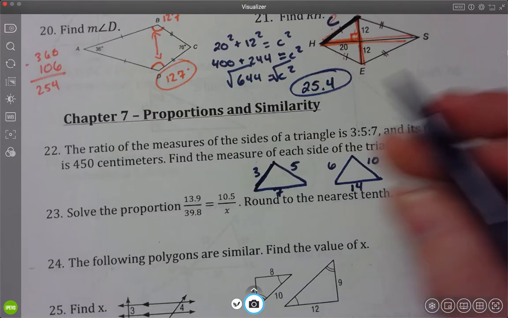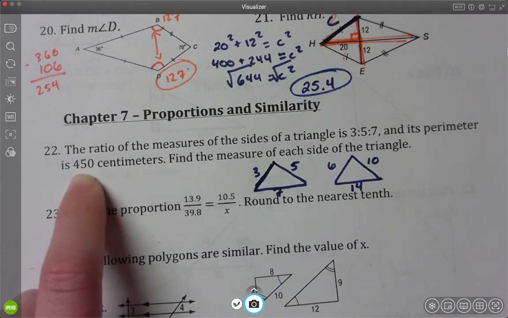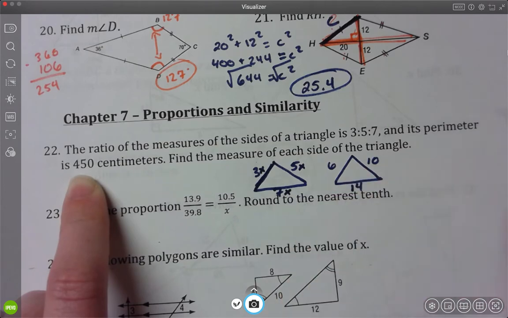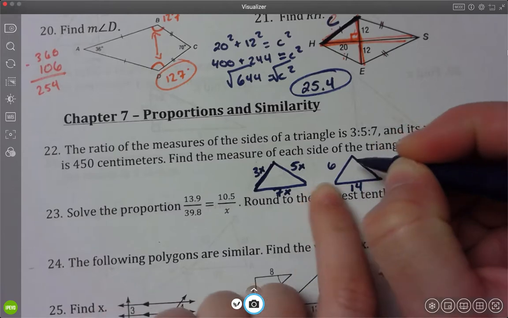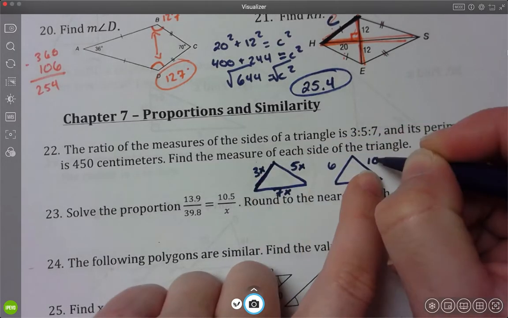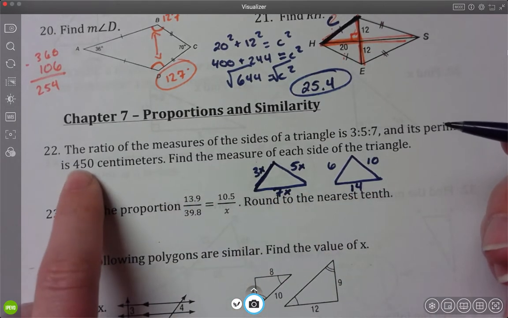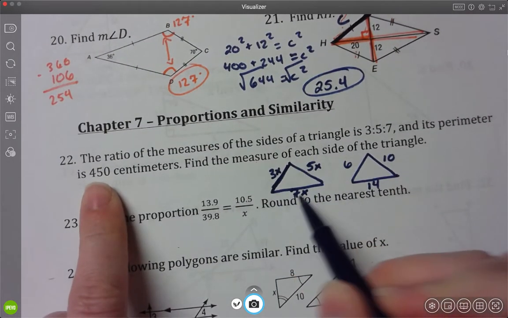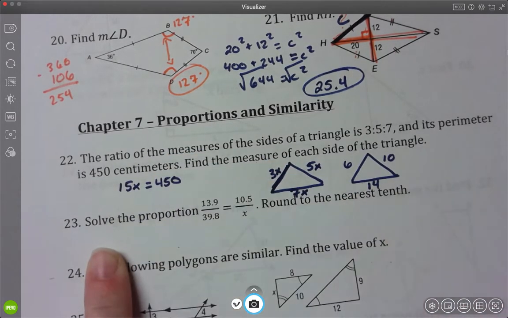So really, we know that the perimeter is 450. 3 plus 5 plus 7 is not going to add up to 450. But this is 3x, 5x, and 7x, okay? And x is going to be like my scale factor. So in this case, x would be like 2, because this would be 3 times 2, 5 times 2, 7 times 2. Okay, so I need to figure out what x is. And I know that all three of those things are going to add up to be 450. Okay, so 3x plus 5x plus 7x. 3 plus 5 is 8, 8 plus 7 is 15. So I have 15x equals 450, okay?